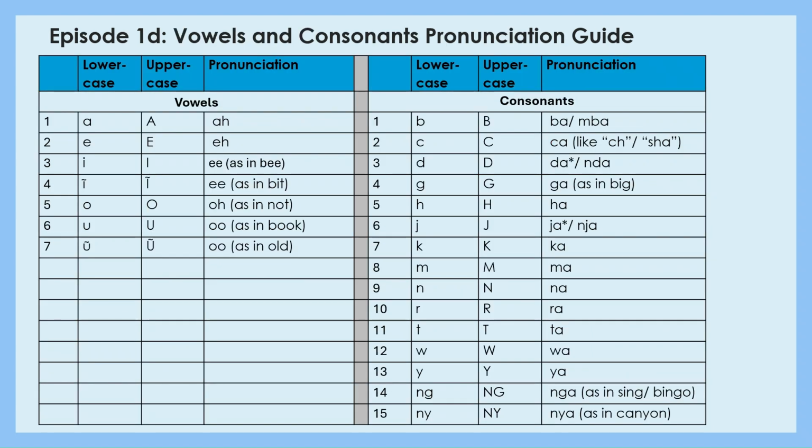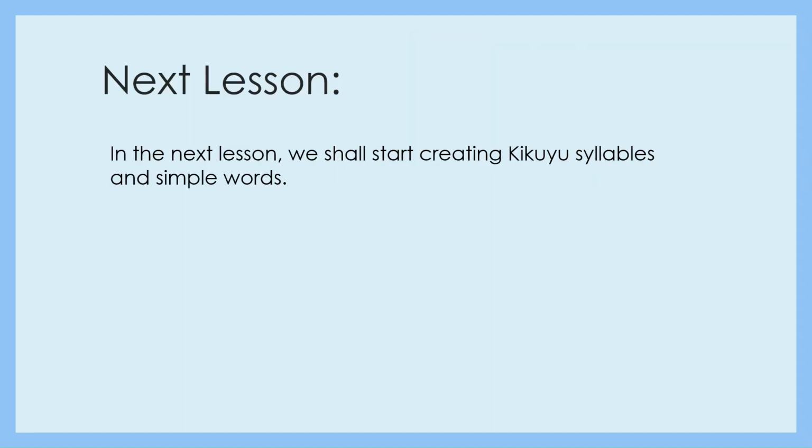Here is the Kikuyu alphabet again. The letters have been separated for you, vowels separate and consonants separate, and we have gone through them. And now in the next lesson, we shall start creating Kikuyu syllables and simple words, because now we know how the letters sound. It will be an easy lesson.